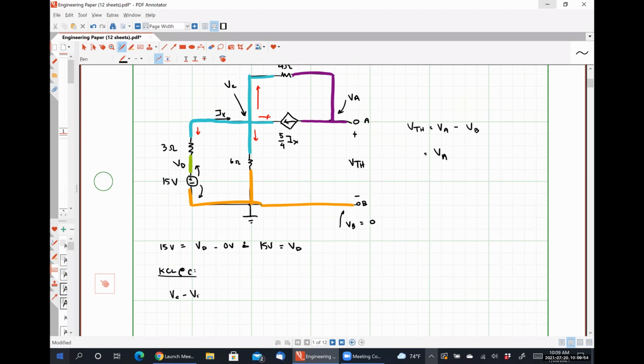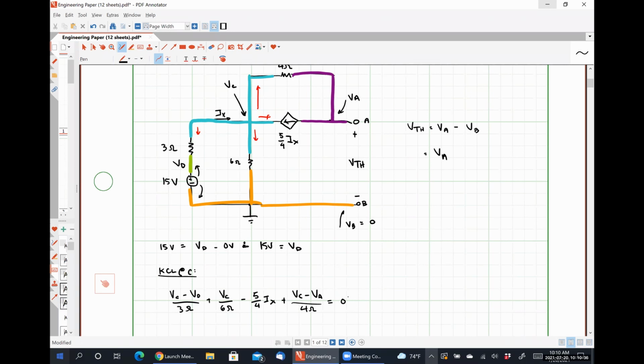VC minus VD over 3 ohms. That's the current directed to the left, plus VC over 6 ohms. That's the current directed down, minus 5/4 IX. That's the current directed to the right, plus VC minus VA over 4 ohms. That is the current directed up through the 4 ohm resistor.